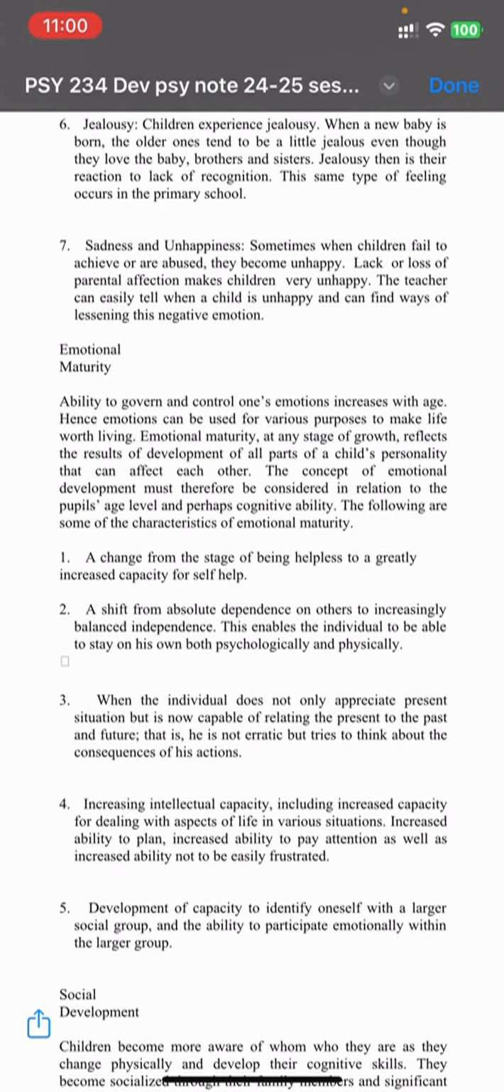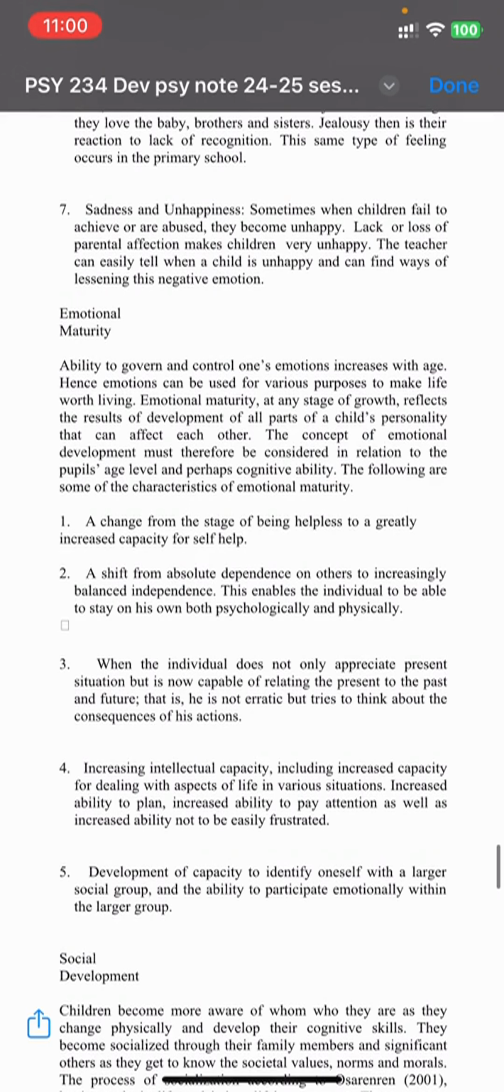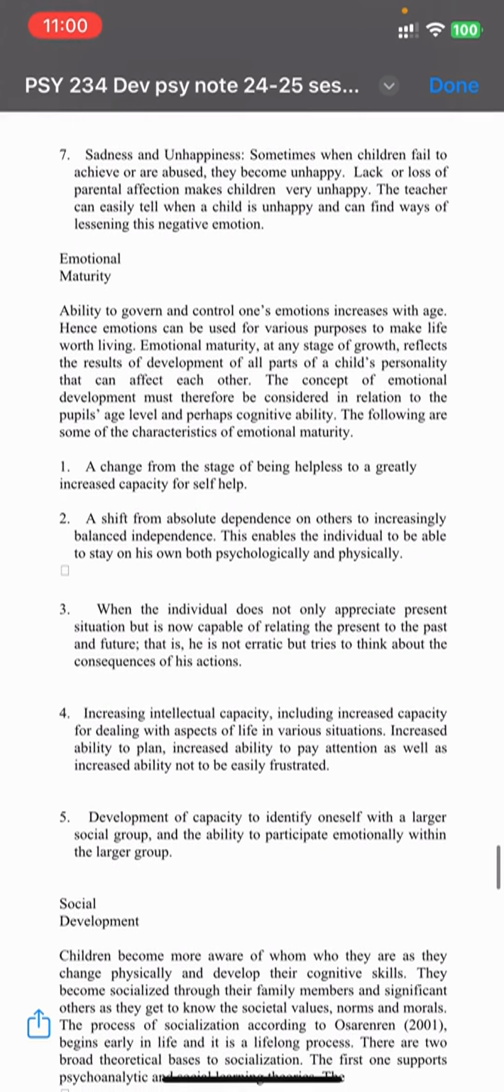So you can try to understand where they are based on their age and perhaps cognitive ability. The following are some of the characteristics of emotional maturity: a change from a stage of helplessness to where they can help themselves. So they would go from "Mommy, I need your help" to "Mommy, I can do it by myself." So in that stage, even you as a parent should be trying to help them help themselves, is what I'm trying to say.